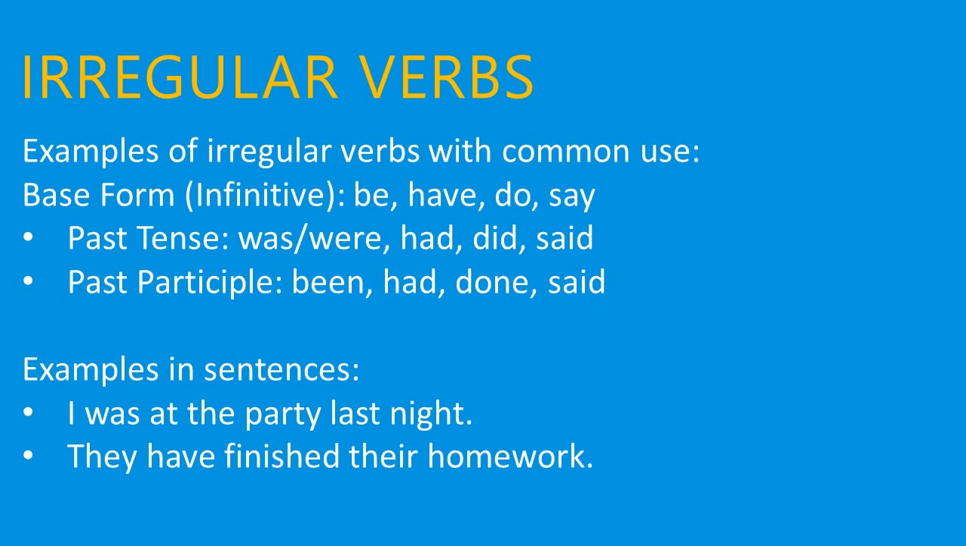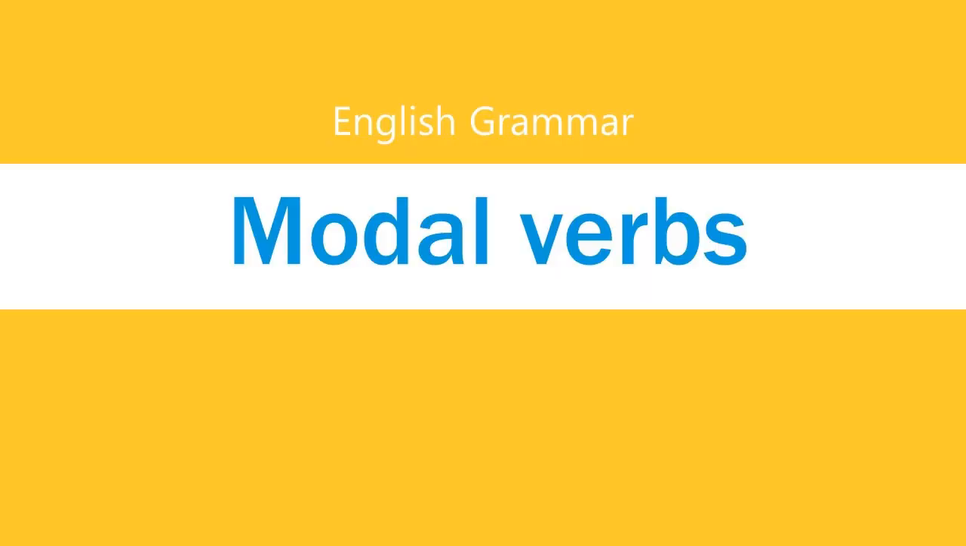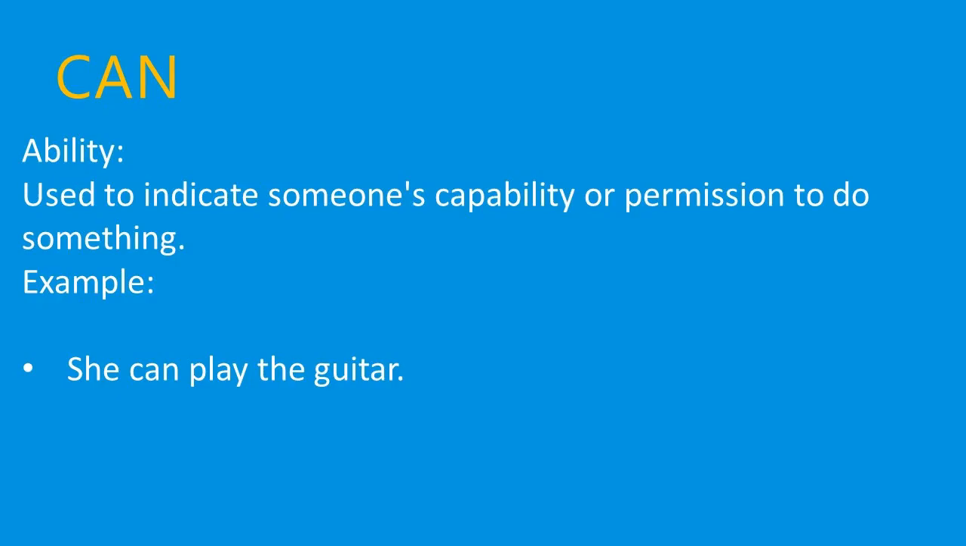Modal verbs are a specific group of auxiliary verbs that express a range of meanings related to ability, permission, possibility, necessity, and obligation. They are used alongside the base form of the main verb, the infinitive, to add various nuances to the sentence. Let's expand on each modal verb and its common uses. Can: ability, used to indicate someone's capability or permission to do something.